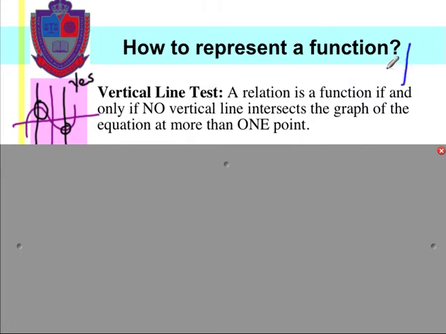If I had something that looks like, let's say a circle here, I want to know, is that a function? If I do my vertical line test, notice, it hits twice. That means this one is not a function.